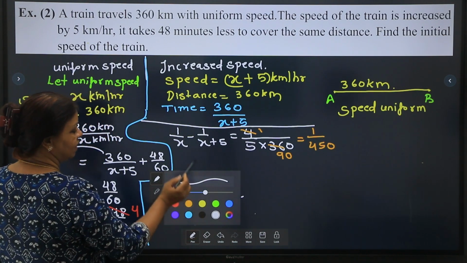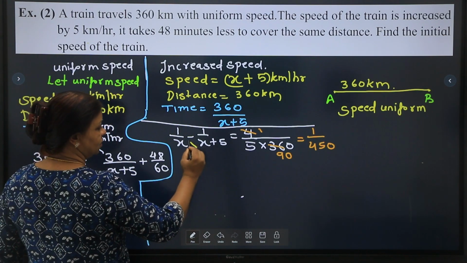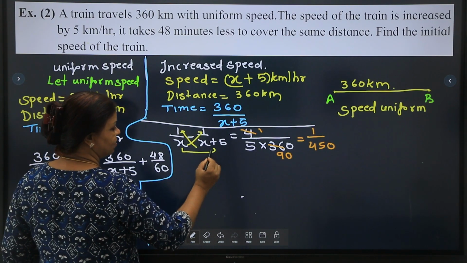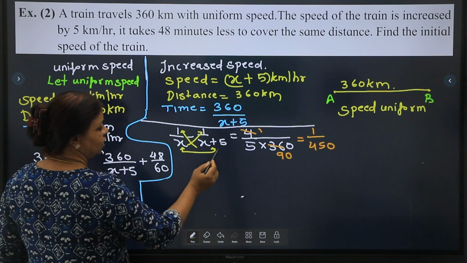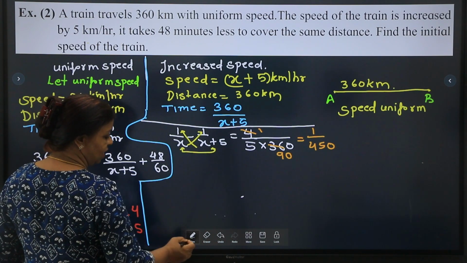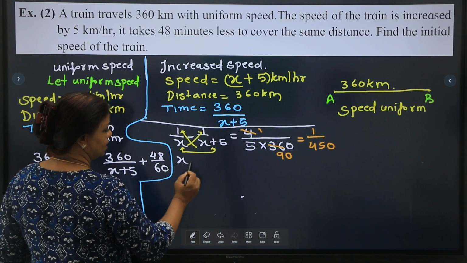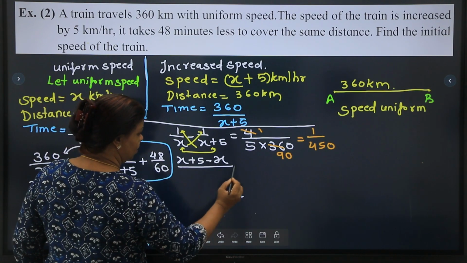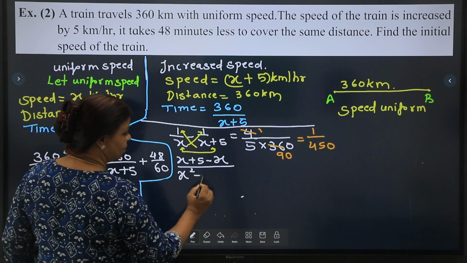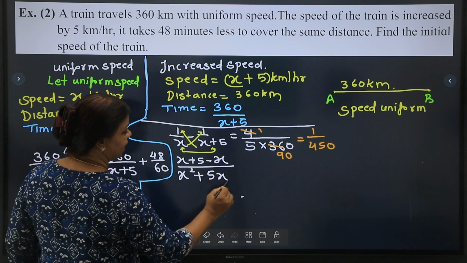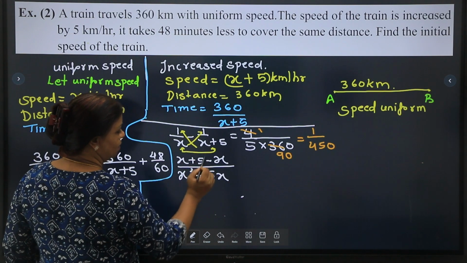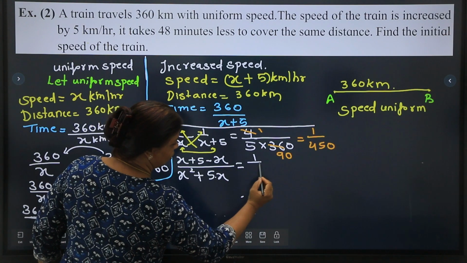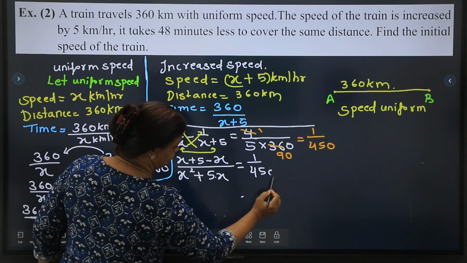This 450 will go here. Let us first cross multiply this, and x and x plus 5 will multiply with one another. So x into 1, and 1 into x plus 5, will be x plus 5 minus x upon x square plus 5x. How did I get this? x into x is x square plus x into 5 is 5x, is equal to 1 upon 450.